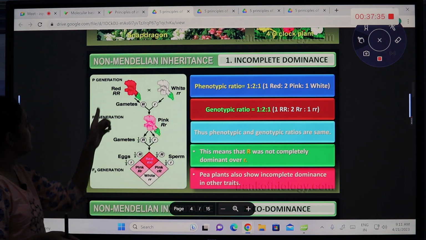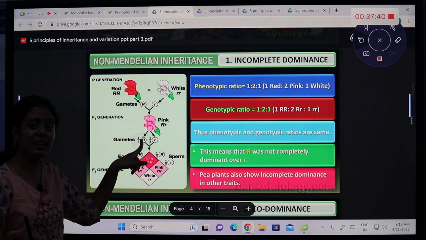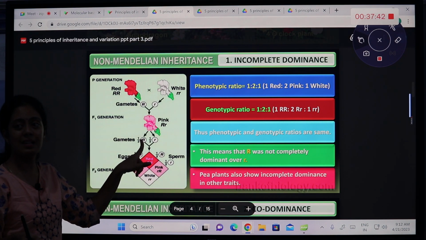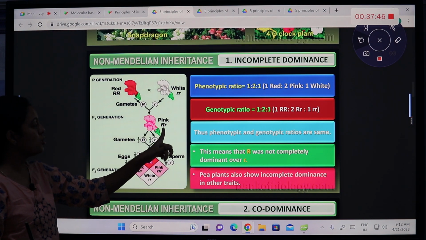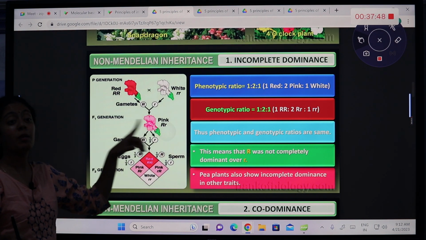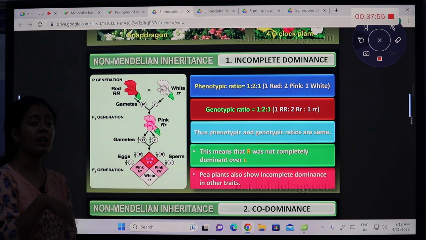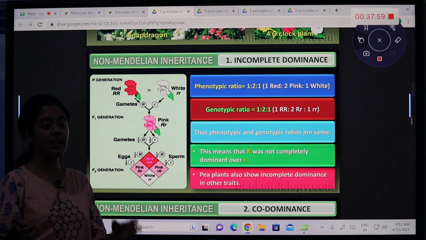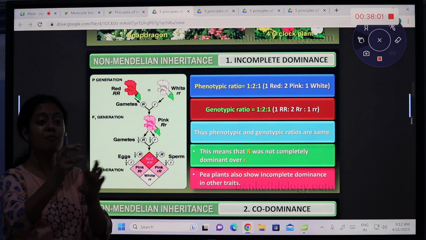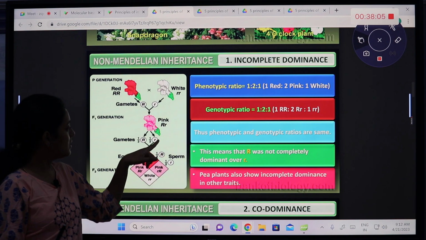See, they cross a red flower and a white flower. Actually, the F1 should have been red. Yes or no? According to Mendel's law, the F1 should have been red because the genotype is Rr. But the F1 is not red, it is pink. Why is it pink? Because the dominant allele is not completely dominant over the recessive allele. So what is happening? The red color and the white color mix with each other to give pink. So this is your F1.